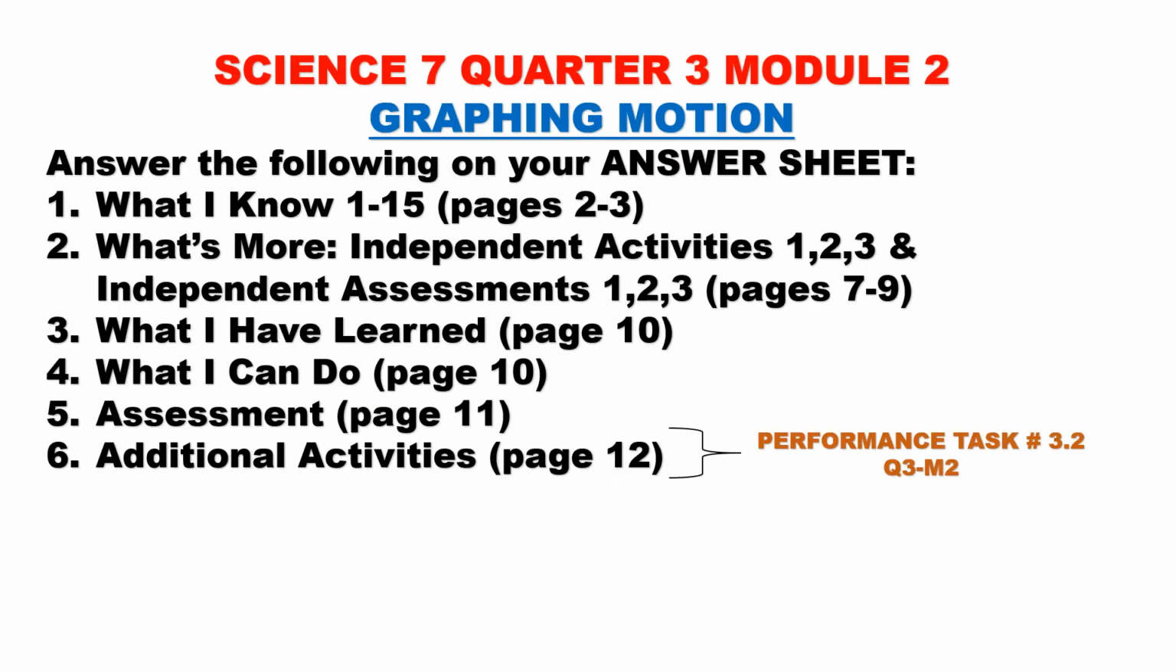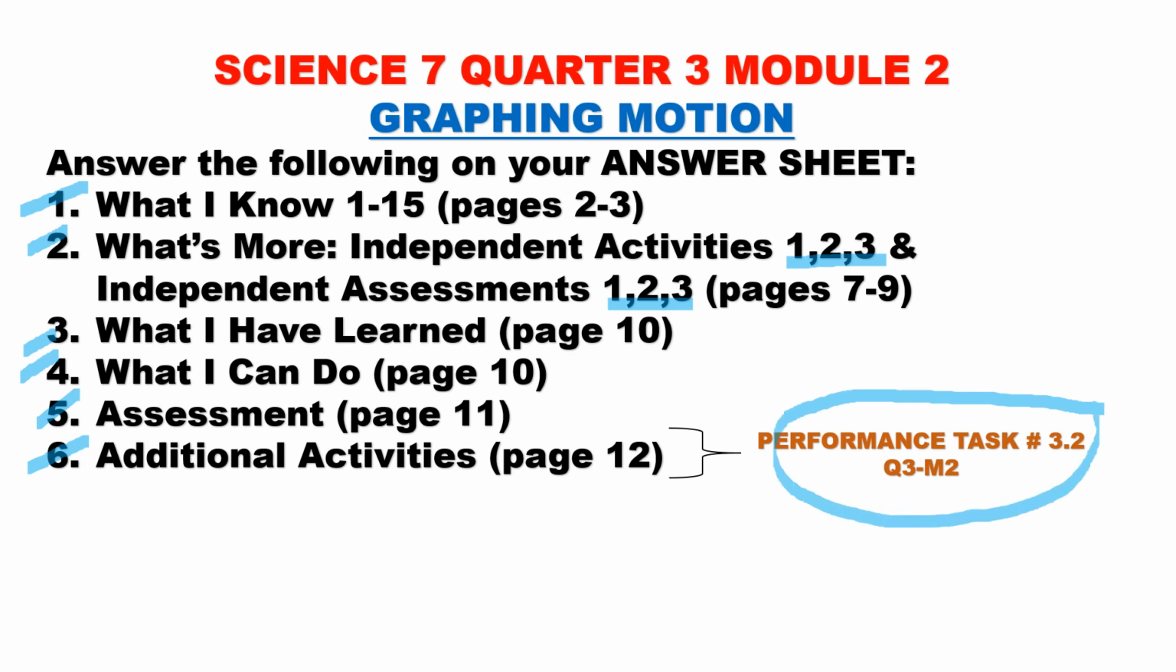Okay, so in quarter 3, module 2, graphing motion, these are the things that you need on your answer sheet. What I know, what's more, which has independent activities 1, 2, 3 and independent assessments 1, 2, 3. What I have learned, what I can do, assessment, and then additional activities. The additional activities are our performance task number 3.2 in quarter 3, module 2.